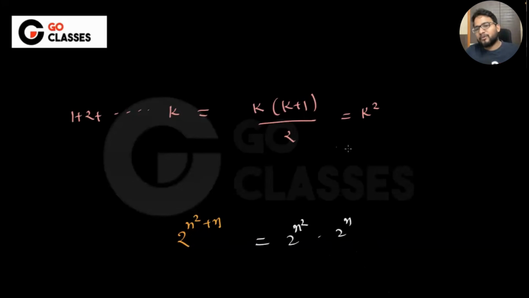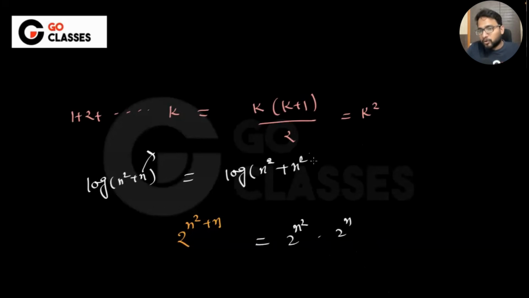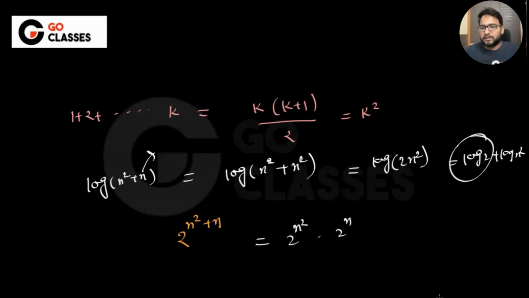In the normal case you can ignore it, and in log also you can ignore it. In log it doesn't matter, because even if you over-approximate it, it is just n square plus n square, so it is log of 2n square. This is just log of 2 plus log of n square, and you will end up ignoring this. Even if you take n as n square, it still works. So in log also you can do it, but in the case of exponent you have to be a little careful.